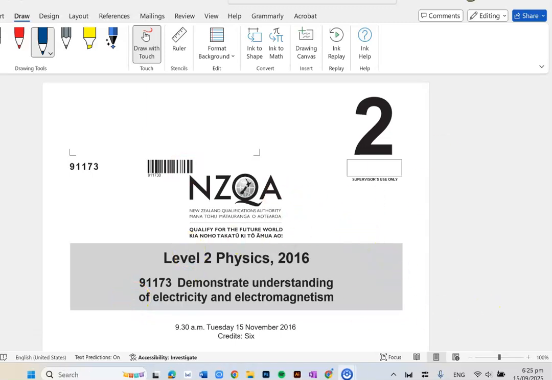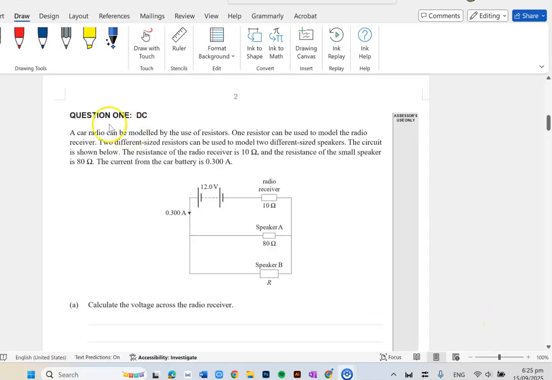Hi guys, welcome to the first tutorial of NCEA Level 2 Physics, Electricity and Electromagnetism. Today I'm going to be going through question 1 of the 2016 NCEA paper. Let's go. Question 1, DC.